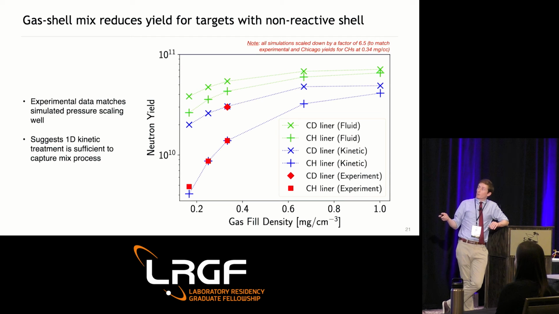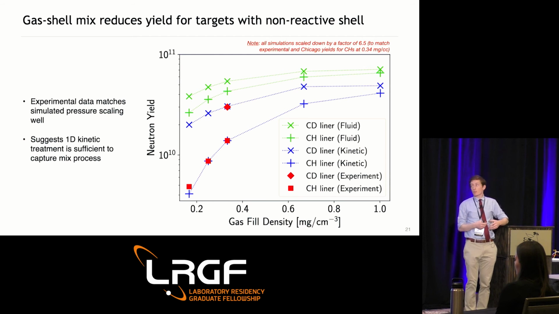So to start, I will compare the CD and CH targets for the fluid simulations. And you can see that there's a very shallow scaling as you increase pressure, which is basically the same for both CH and CD targets. The reason for this is, in this single fluid case, there's no mix, so most of the yield is coming from that interior gas, and the shell doesn't matter so much.